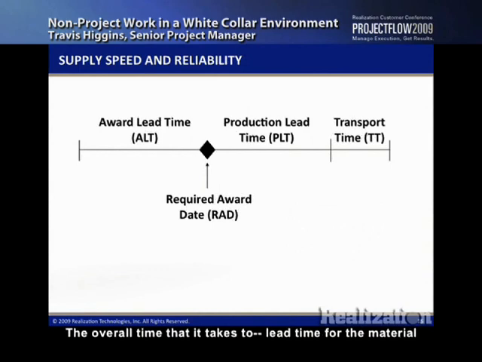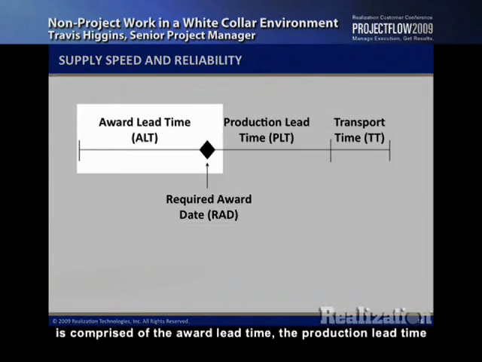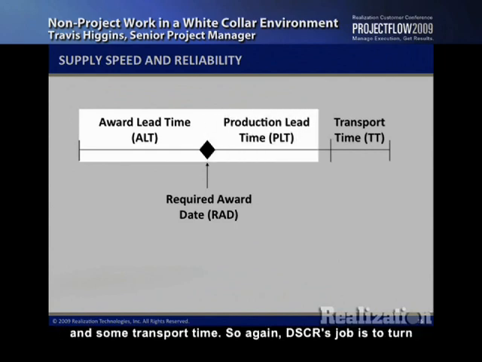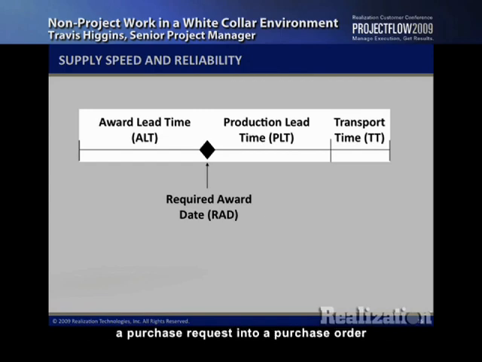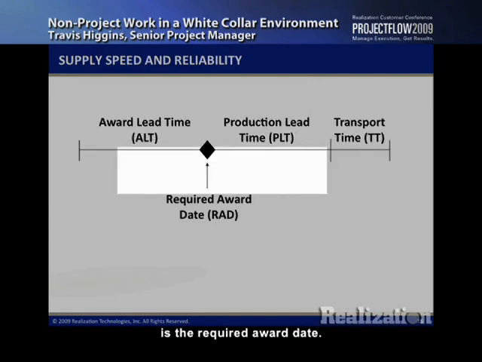The overall lead time for the material is comprised of the award lead time, the production lead time, and some transport time. So again, DSCR's job is to turn a purchase request into a purchase order, and then it's the vendor's job to supply. So what DSCR has control over, for the most part, is that award lead time. How long does it take us to process that purchase request? And the date that we're looking to meet in order to be reliable is the required award date.